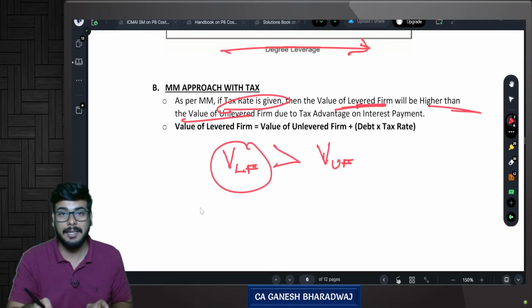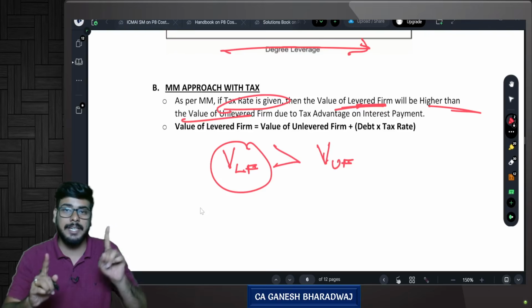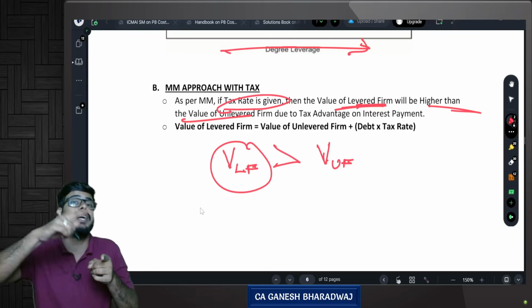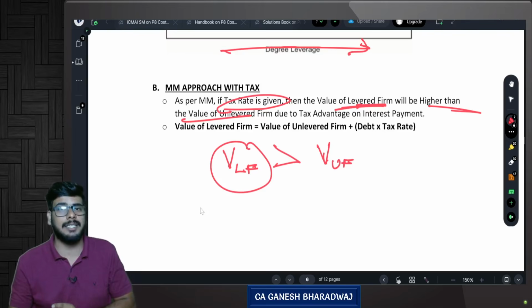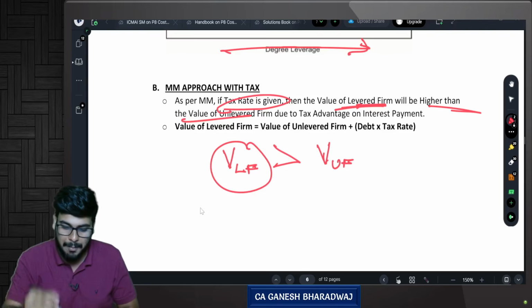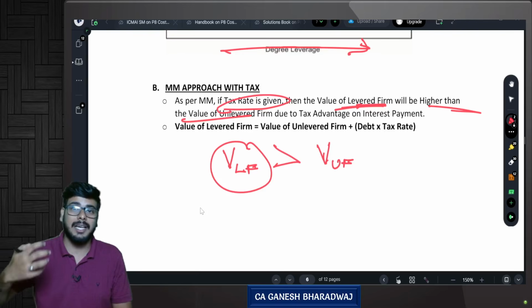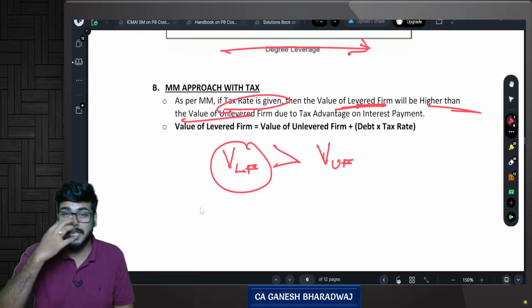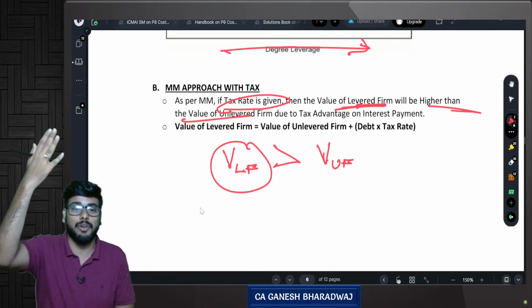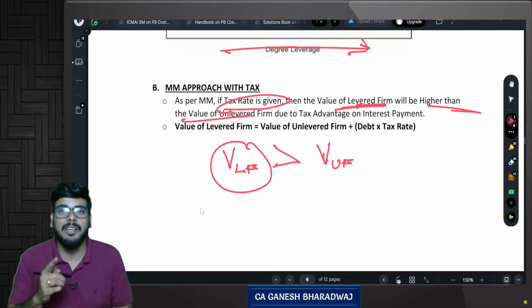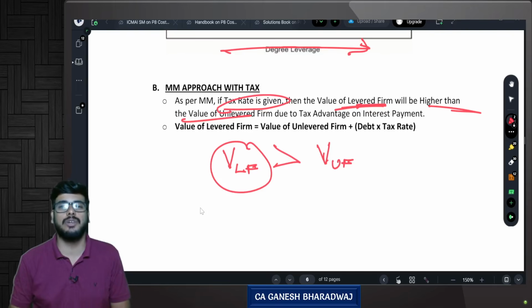Now, all the offset thing is fine, but debt is actually a tax deductible expense. Interest on debt is a tax deductible expense. So tax will make your levered firm, that is a firm that has raised money from the debt channel, be valued more, because its overall cost of capital will be slightly lesser. Why? Because of the tax savings. Are you clear with this?